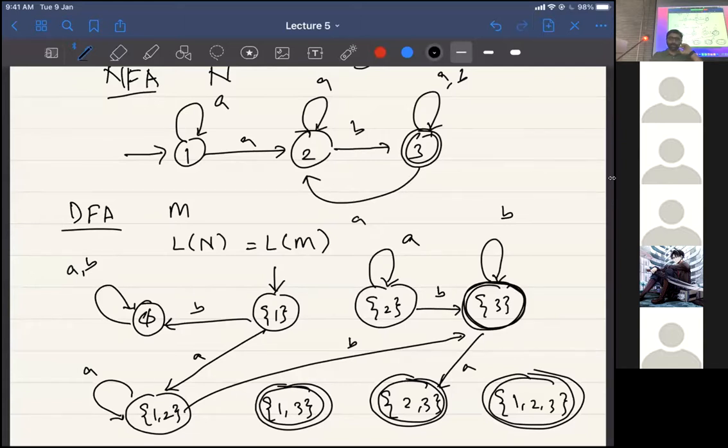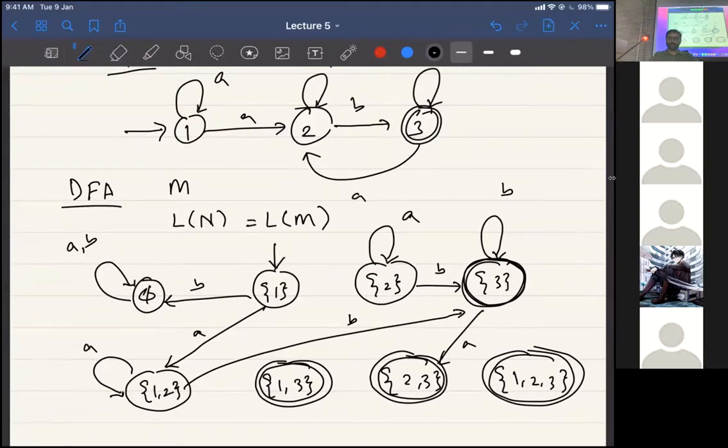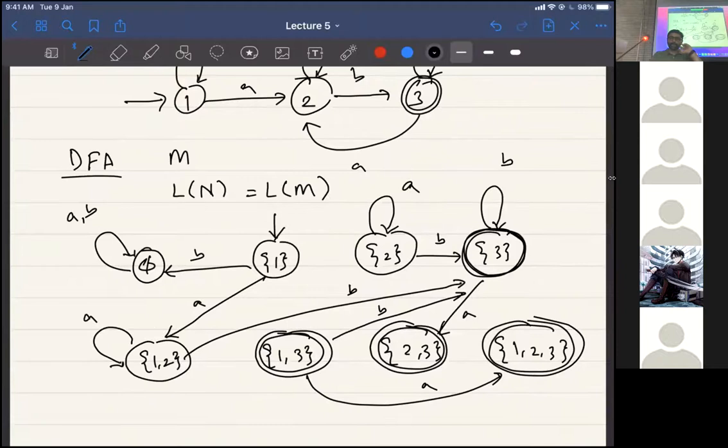So let's talk about 1, 3. When the machine is in state 1 and reads A, it stays at 1 or goes to 2. When the machine is in 3 and it reads A, then it remains in 3. So what is the union of 1, 2, and 3? Okay. So let's talk about what happens when the machine is in 1, 3 and reads B. What happens when the machine is in state 1 and reads B? Nothing. What happens when the machine is in 3 and reads B? It stays in 3. This is what we have. So let's talk about 2, 3.